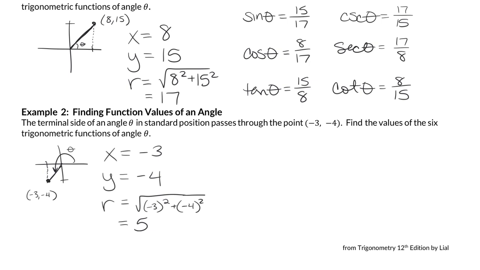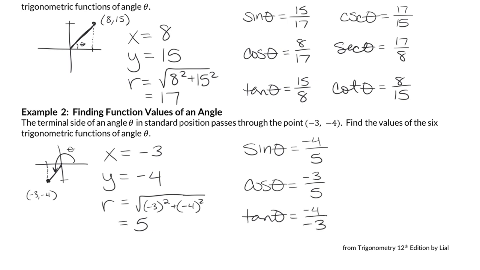Okay, let's put together our sine, cosine, tangent, and its reciprocals. So sine of theta is going to be y over r. Cosine of theta is going to be x over r. And tangent of theta is going to be y over x. When I put y over x, that's -4 over -3. Do I need both negatives? No, because negative divided by negative would be positive. So we can rewrite this as 4/3.